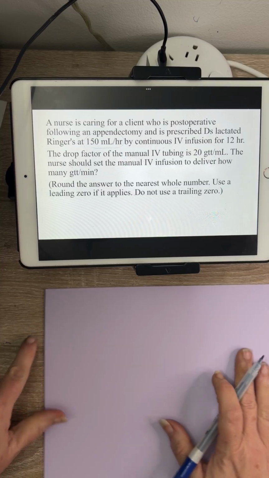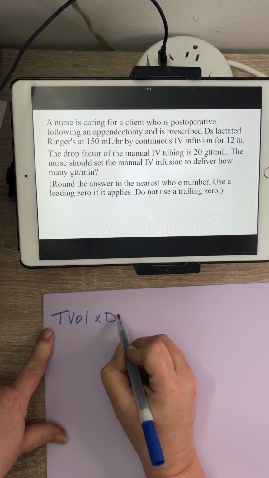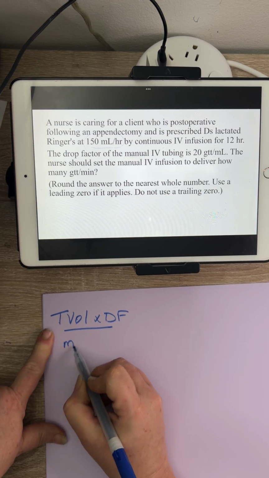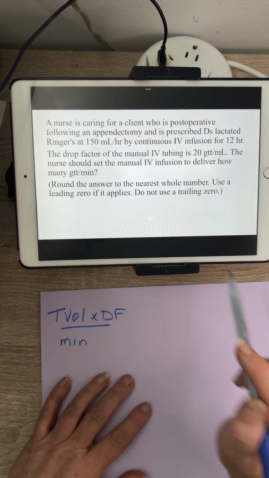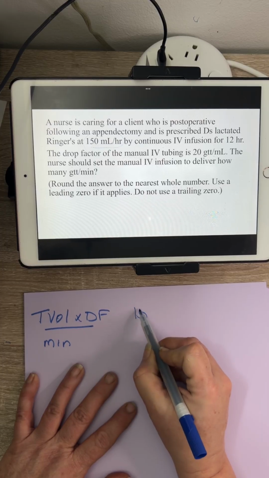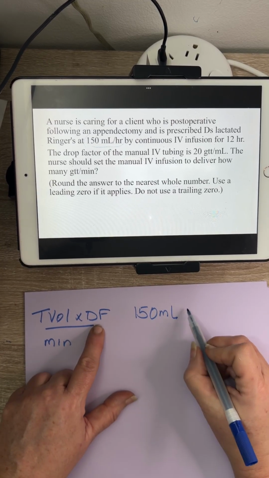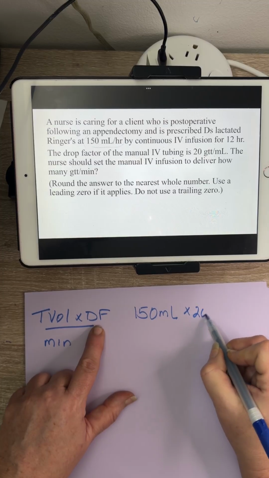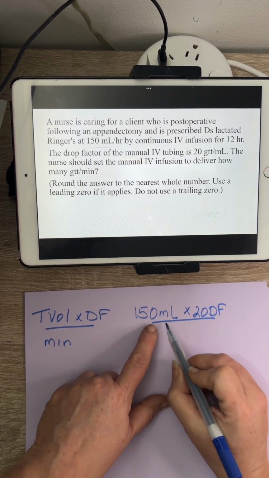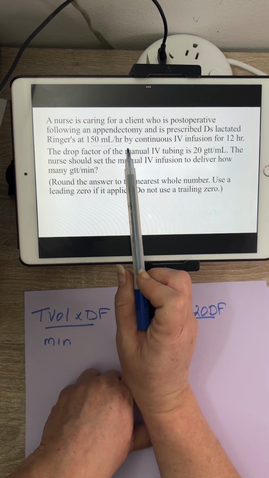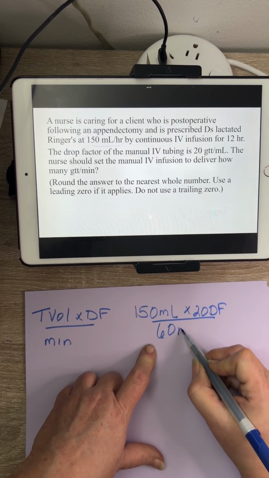You remember drops per minute is total volume times the drop factor over your time in minutes. And from this problem, our total volume would be 150 milliliters. And then we put the drop factor, times 20. And then the time: this 150 milliliters is going in over 60 minutes. So we're putting it in there.